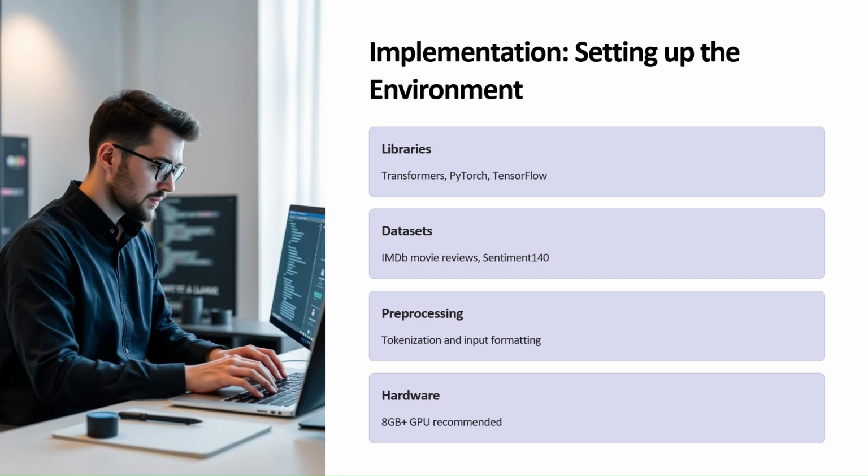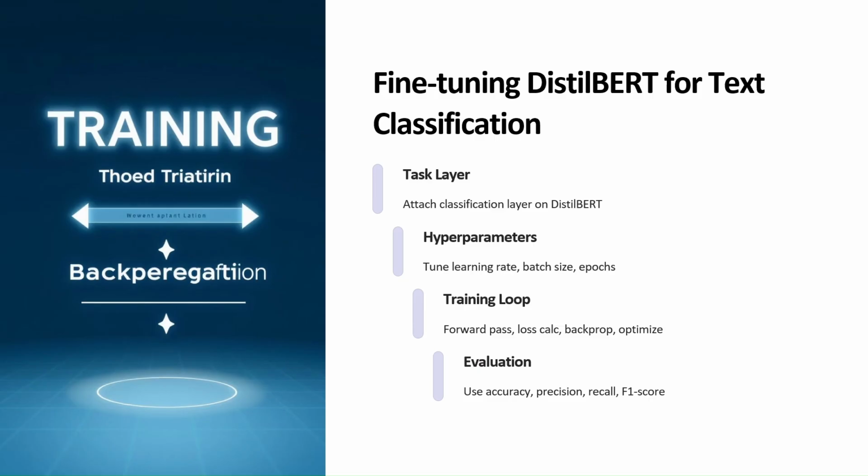Implementation, setting up the environment, as we need libraries like transformers, PyTorch, and TensorFlow. I've used transformers and TensorFlow in my example, which you're going to see at the end part of the video. For datasets, you can use IMDB movie reviews or Sentiment140. I have taken a dataset for text classification, but you can use this for your own project also. Preprocessing includes tokenization and input formatting. For hardware, an 8 GB plus GPU is the recommended one.